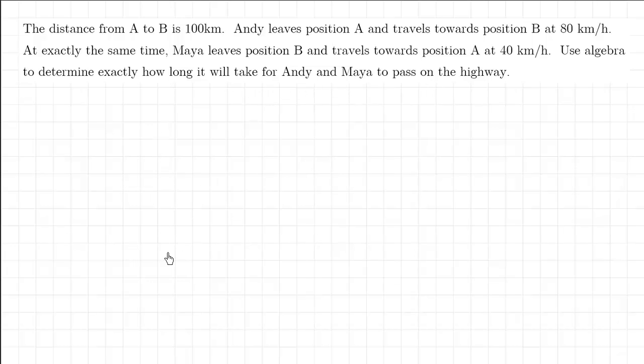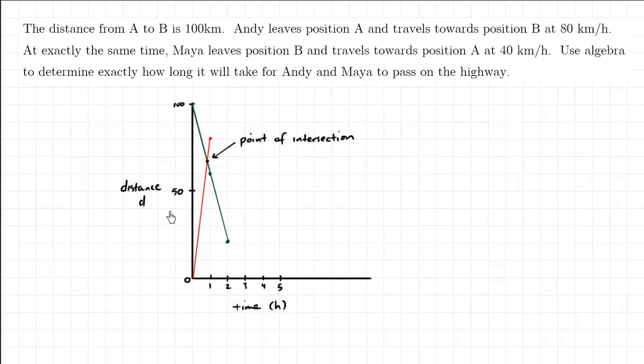So while it's not necessary to sketch a diagram, it might be helpful to do so, just to make sure that we minimize errors. Recall that we have a distance time graph, and Andy here is the red line. He's traveling at 80 kilometers per hour. So 80 kilometers within 1 hour would mean that in 1 hour we're going a distance of 80. So here, this final position is at distance 80.